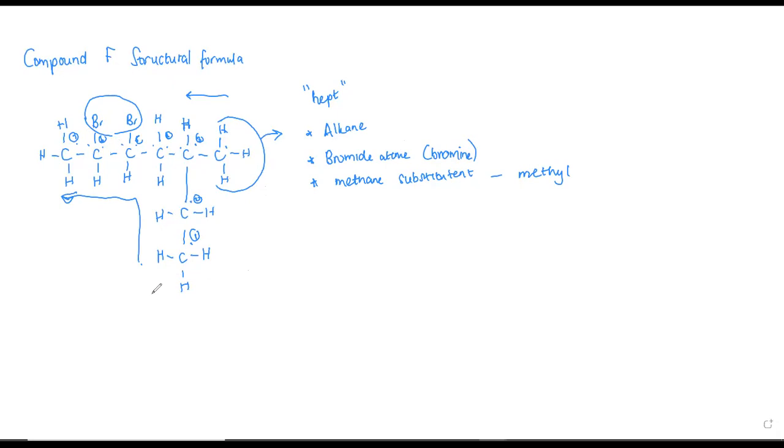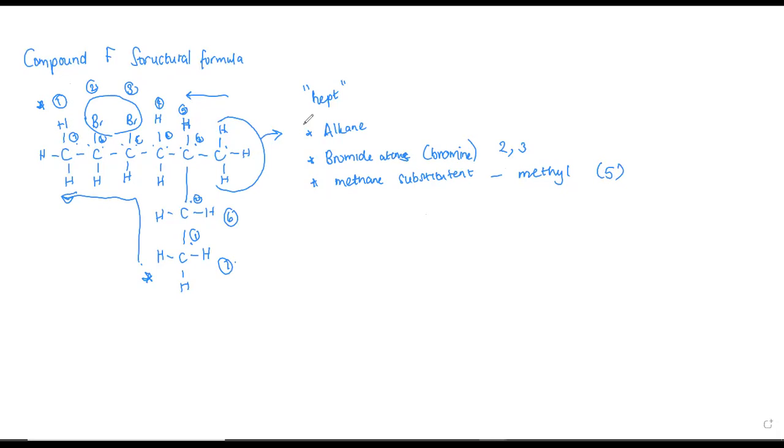That means that instead of counting our parent chain from position 1 starting here, our position 1 can start here. So we have our position being 1 here, 2 here, 3 here, 4 here. We have our 5th carbon atom. This carbon atom will be the 6th, and this one will be the 7th. And so we have our bromide atoms or substituents in positions 2 and 3. And we have our methane attached to the 5th carbon. So it's a methyl substituent in position 5.